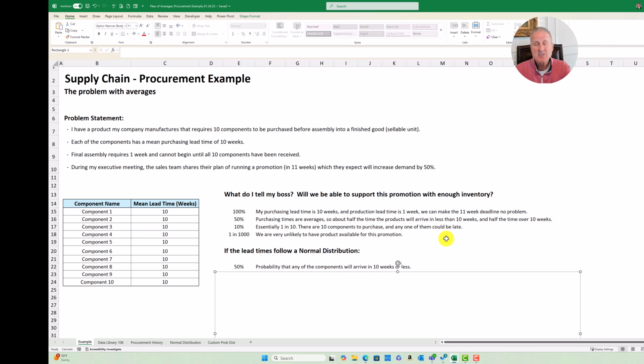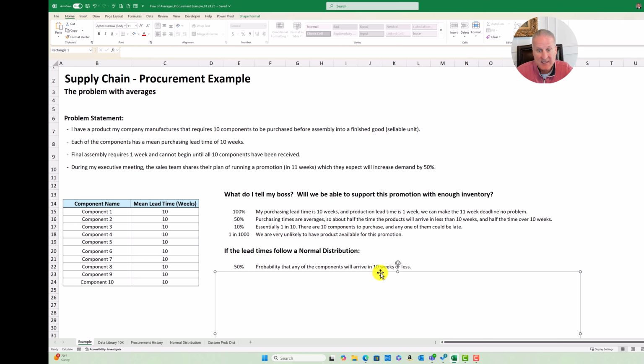Well, that means it's a coin toss, right? It means heads. I've got to get heads. It's a 50-50 shot. But not only does it mean that I've got to get heads, it means that I've got to get heads 10 times in a row, right? I've got 10 different components. Each one of these components has a 50% probability of getting here in less than 10%.